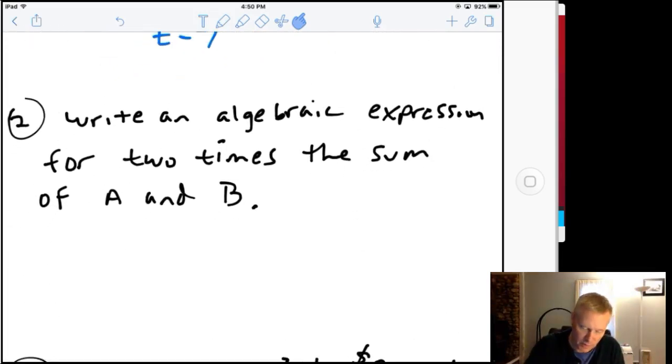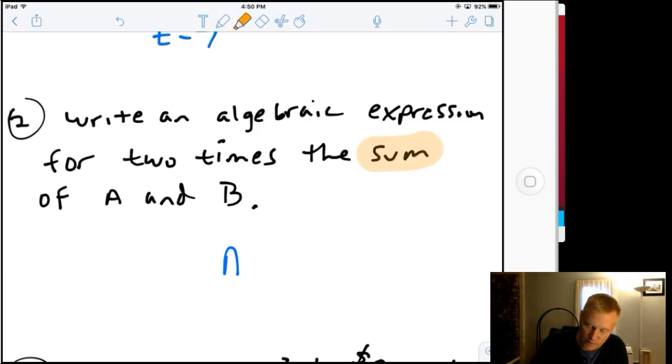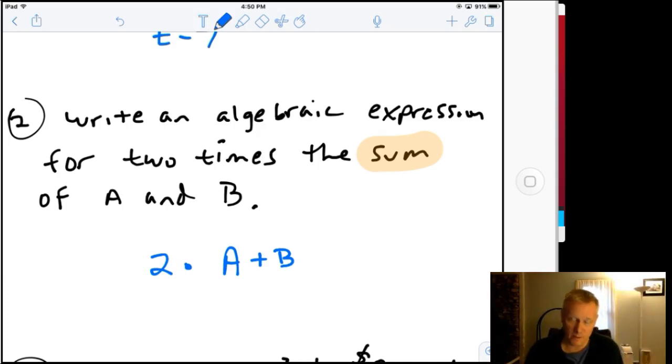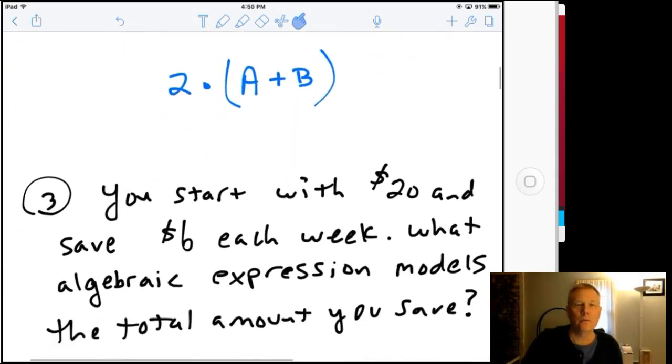Second one, write an algebraic expression for 2 times the sum of A and B. The word sum means addition. So if I go A plus B, that would be my sum. Now I'm going to multiply it by 2. However, this doesn't quite cover it, because this is really 2 times A plus B, which isn't what the words are saying. They say write an expression for 2 times the sum of A and B. So they want you to add together first, which means you have to throw parentheses around that, the sum of A and B, and then you're going to double that. So that would be the correct answer.